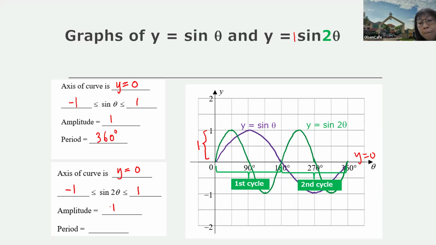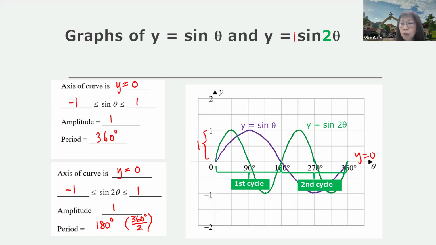Now, what is the period here? You notice that for one complete cycle, it gives you 180 degrees. So that is how I can conclude that the period is equal to 180 degrees. Or, if you take a look at the formula, you will notice that it shows you 360 degrees divided by the number 2. So that is how it gives you 180 degrees.